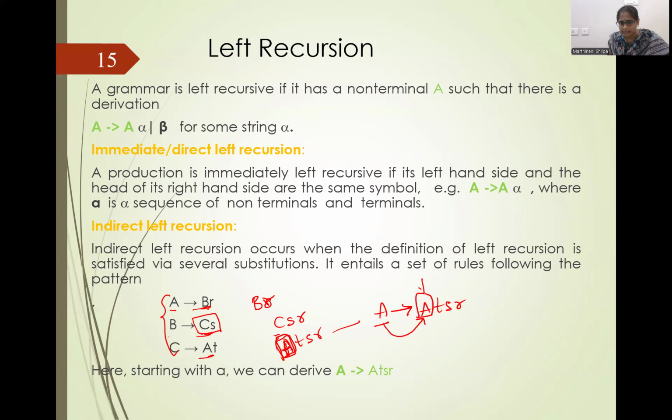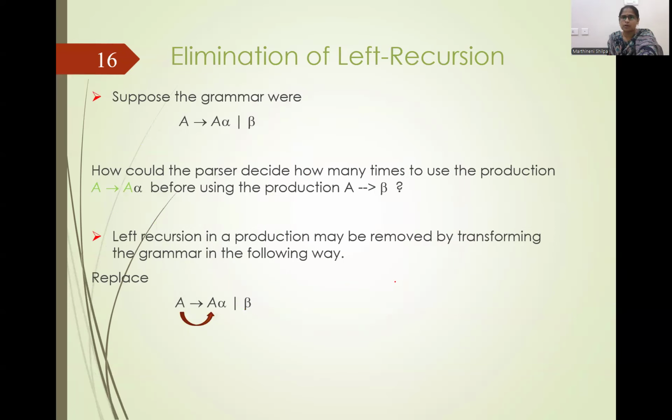That means the leftmost variable in the right hand side is equal to the left hand side of the production rule. This is called indirect left recursion. So either direct left recursion or indirect left recursion, we should eliminate to construct a top down parser. How are we going to eliminate this left recursion?